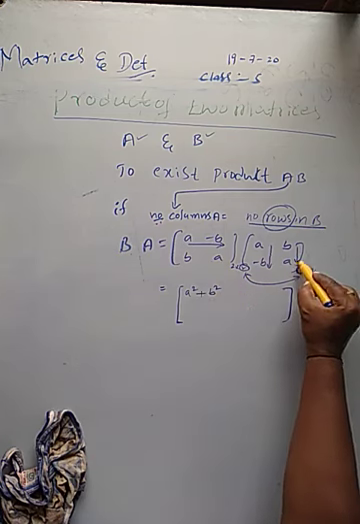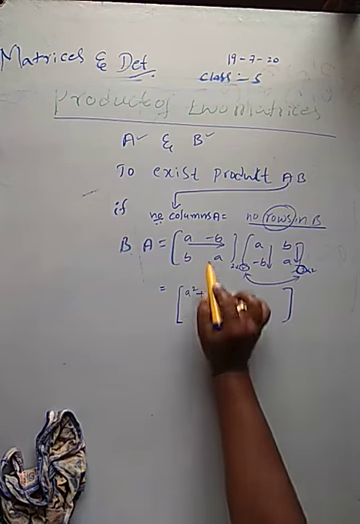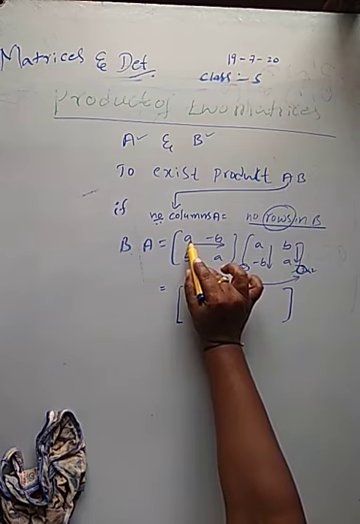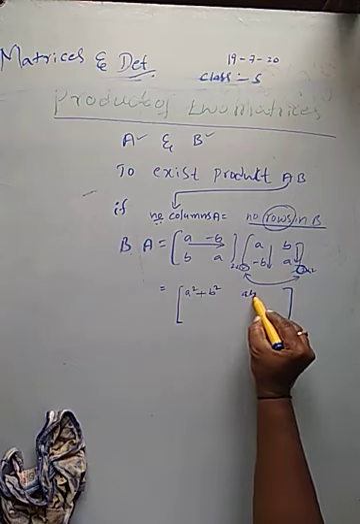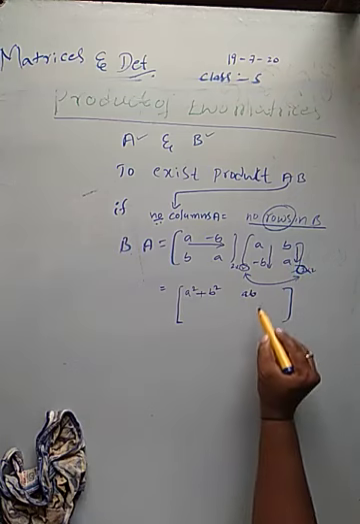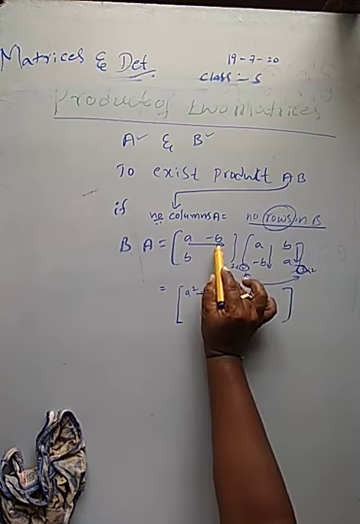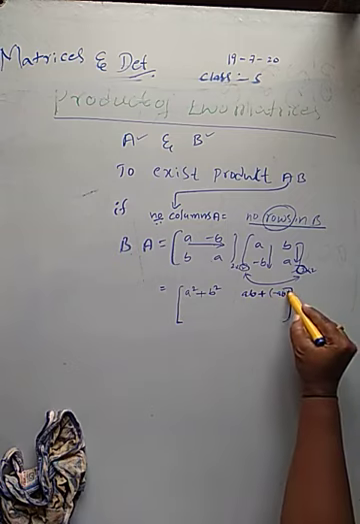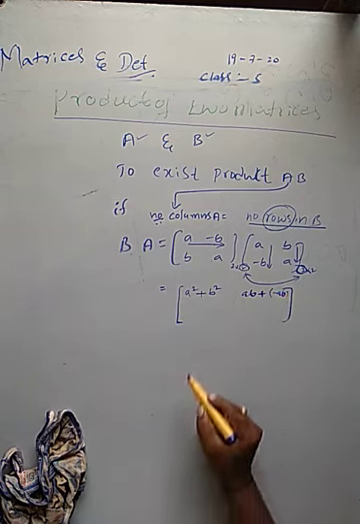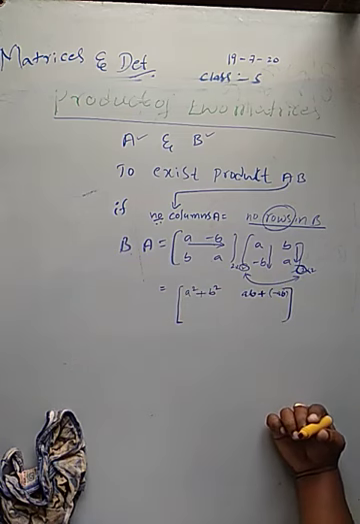Then come to first row, second column. The corresponding element of A in this row is B in this column, that is AB. Commonly we have to use plus. Minus B into A, minus AB or minus B, no problem. First row with all columns is completed.